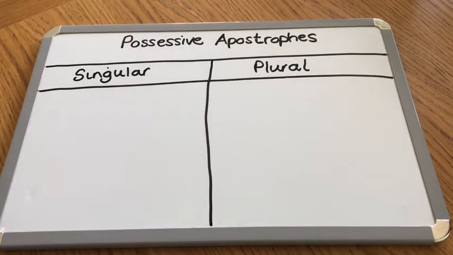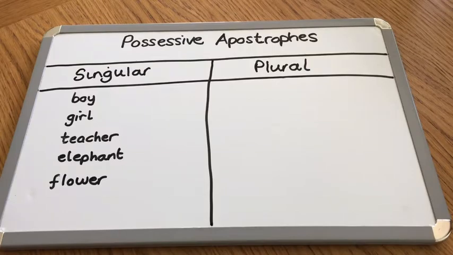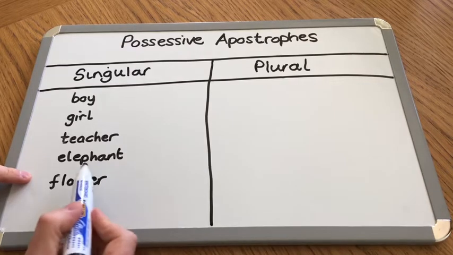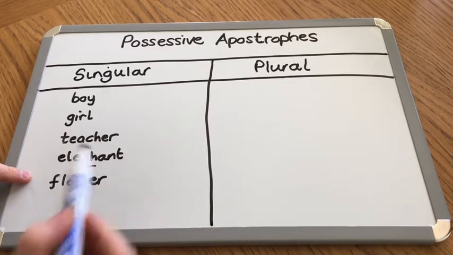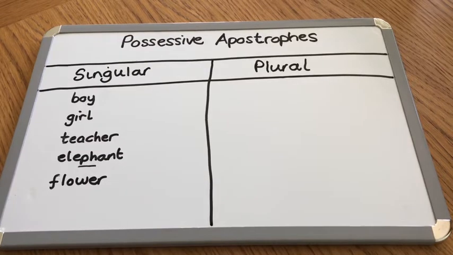So, first of all, let's have a look at some different nouns that we can use to help us with our possessive apostrophes. So, here we have a short list of some nouns. We have boy, girl, teacher, elephant, and flower. Remembering that the spelling of the phoneme f in elephant is spelt with the grapheme PH.